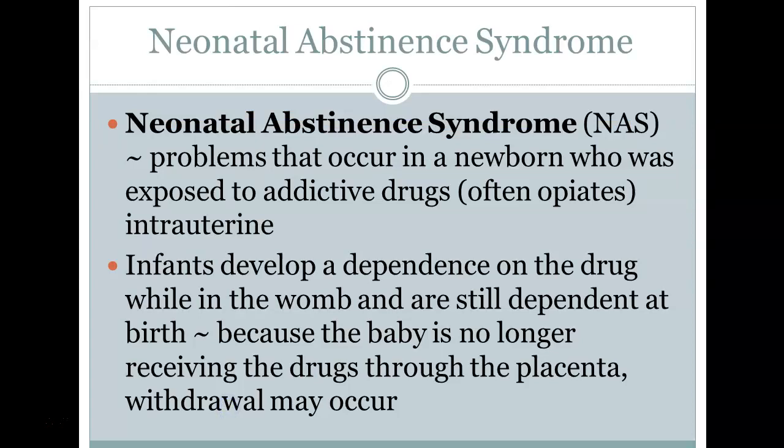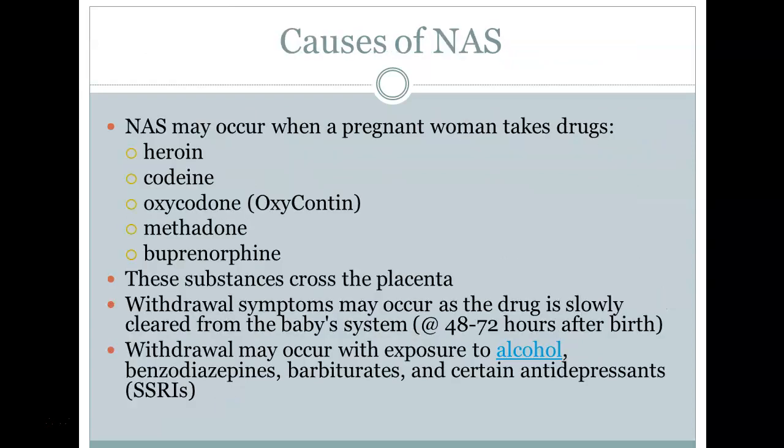We talked a little bit about neonatal abstinence syndrome earlier. This is a problem that occurs in the newborn who is exposed to addictive drugs, often opiates, in the intrauterine environment. Infants will develop a dependence on this drug while in the womb, and then they continue to be dependent even after birth. So just because the baby is no longer receiving the drugs through the placenta, withdrawal is going to occur or may occur.